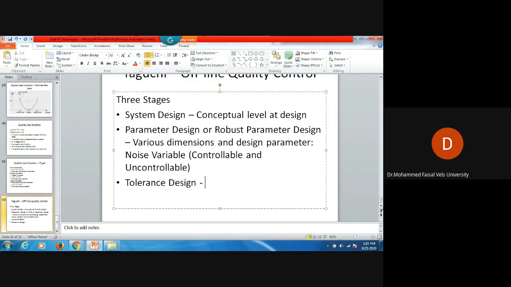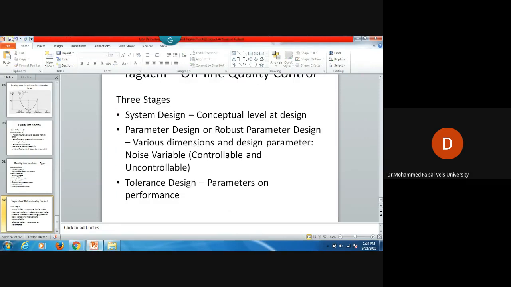How are you going to find the effect of the various parameters on performance? Finally, there is a level of performance. This is one of the important three stages where we try to put emphasis.